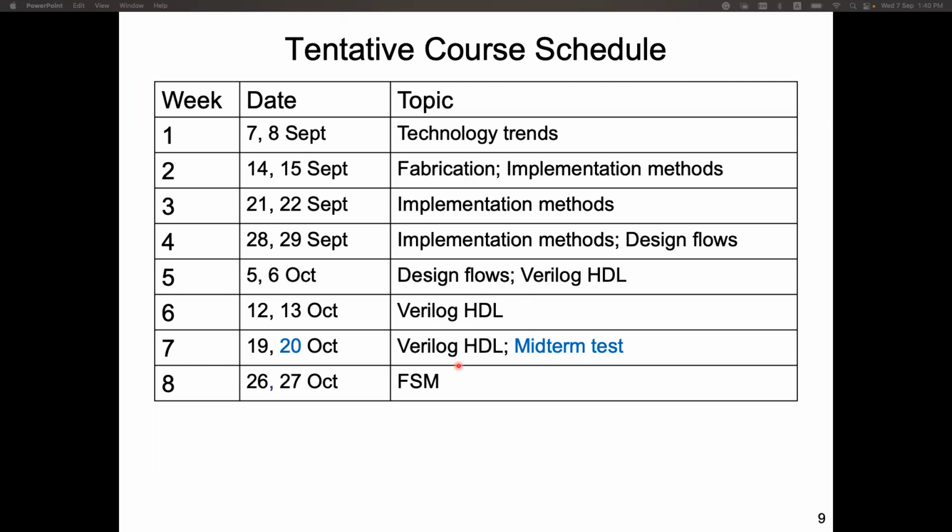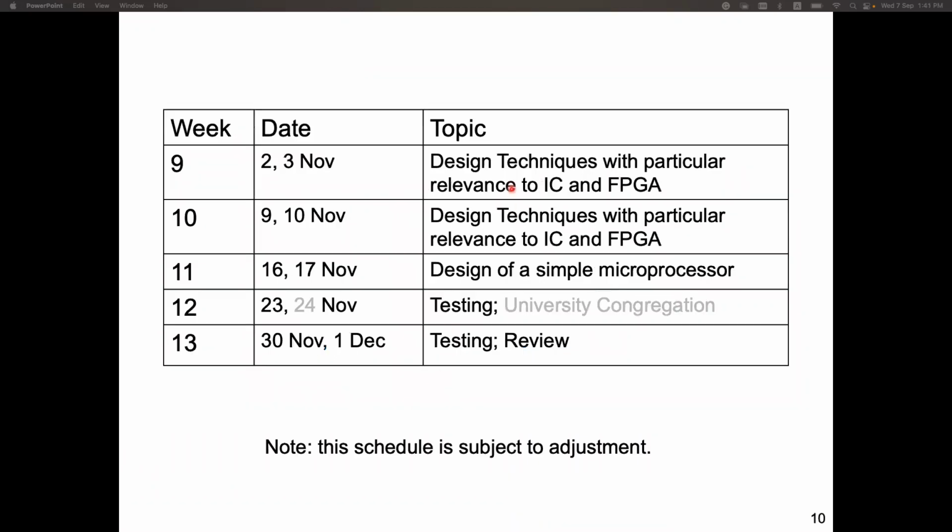I think for EE students, you learned VHDL before. Verilog is similar, right? You learned VHDL in your digital circuit system course. Finite state machine. Design techniques with particular reference to IC and FPGA, 2 weeks. And we will also show you an example of a simple microprocessor design in Verilog and testing. Finally, review.